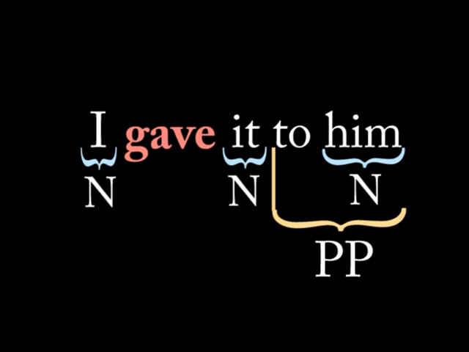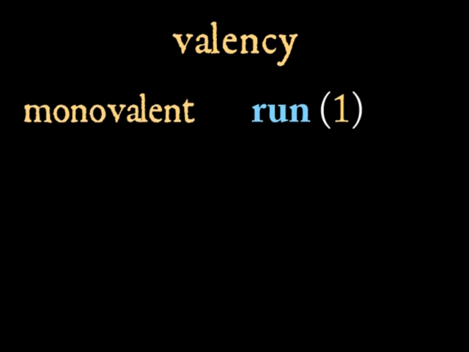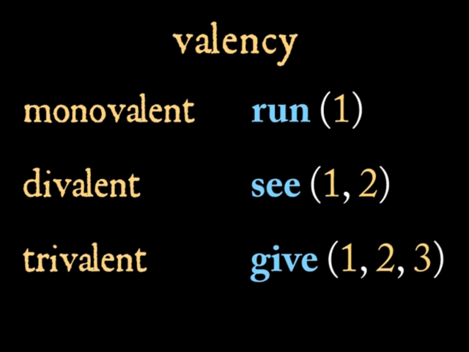Verbs can be described by their valency, which is a fancy way of talking about the number of arguments that a verb requires. Valency is specific to a single verb. A verb like run expects 1 argument, the subject, so it's called monovalent. Divalent verbs expect 2, like the verb see. I see it, she saw them. Trivalent verbs include give, as in I gave it to him.